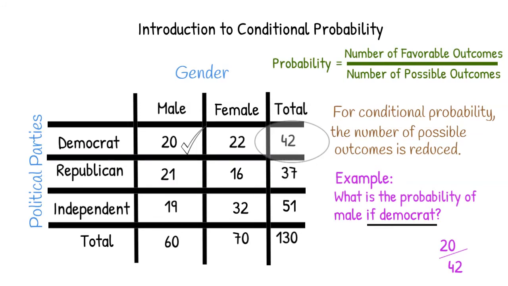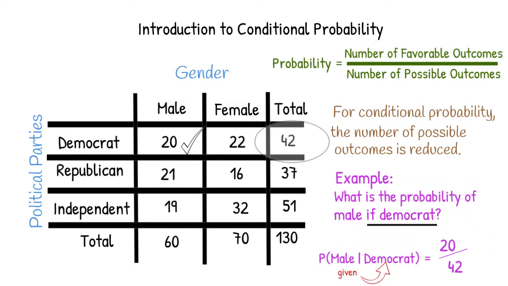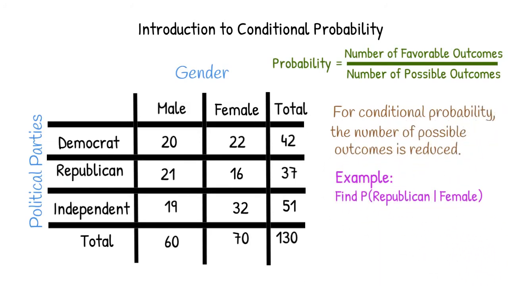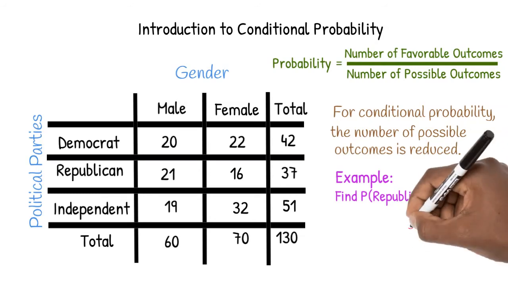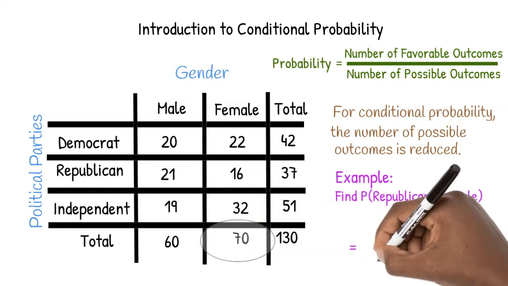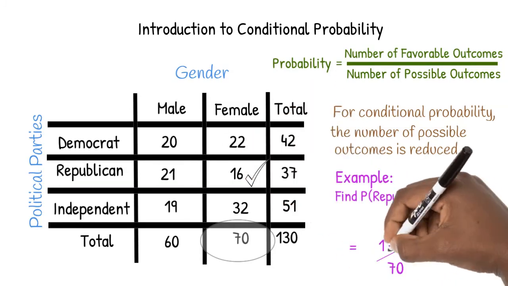The notation for conditional probability is written in this way, where whatever is written after the line is what is given. Let's try another example. Find the probability that someone selected is Republican, given that the person is female. Recall that the category after the line is given. In other words, we know for certain that the person selected is female, so our denominator is 70. Of the 70 females, 16 are Republican, so our numerator is 16.